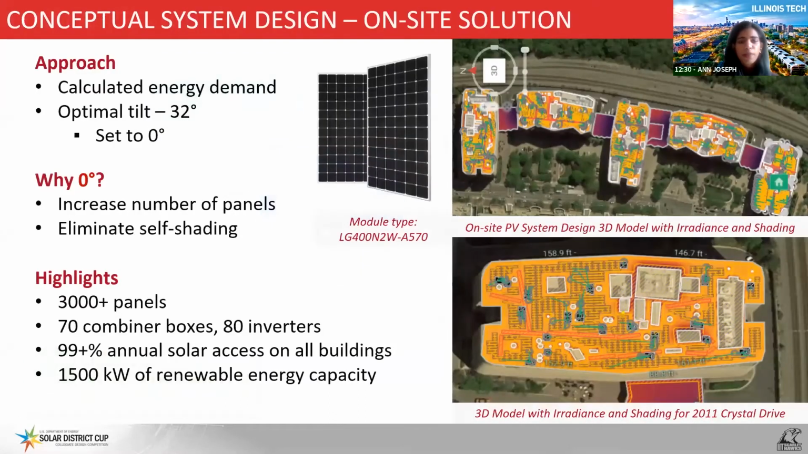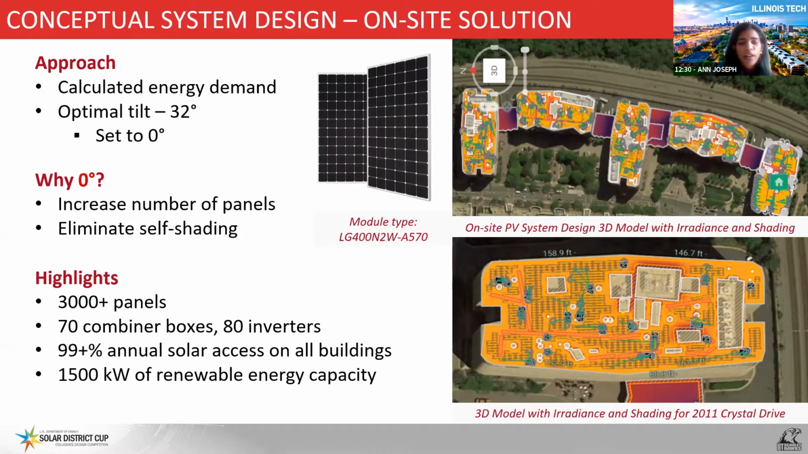To determine the optimum on-site solution, we first calculated the total energy demand of the 5 buildings. Using System Advisor Model, we then obtained the efficient angle and orientation to place the panels. Although the optimal tilt was obtained to be 32 degrees, it was set closer to 0 degrees. This was done to optimize the overall output by having more panels on the rooftop. This trade-off resulted in eliminating self-shading and also increased the generation potential.